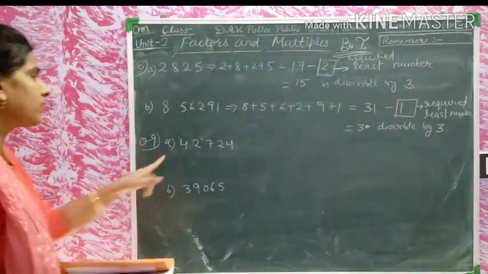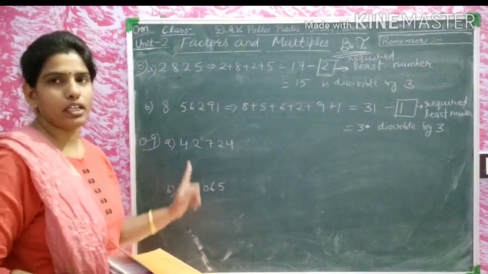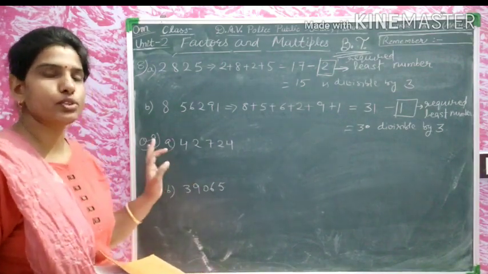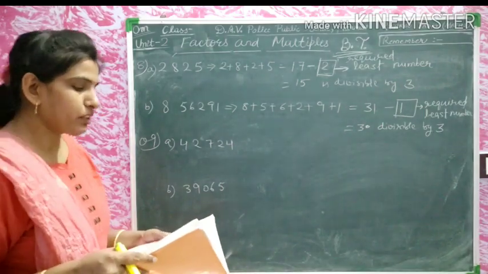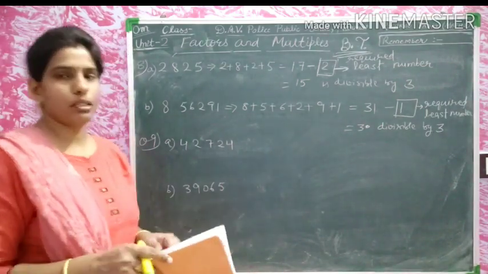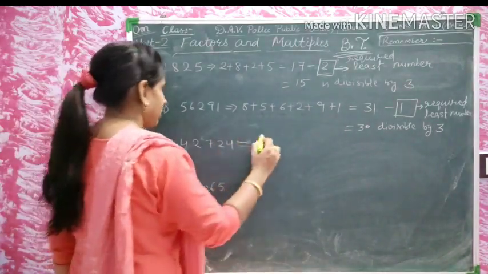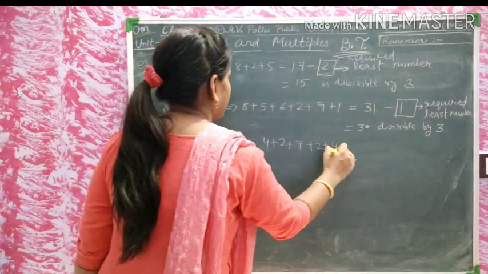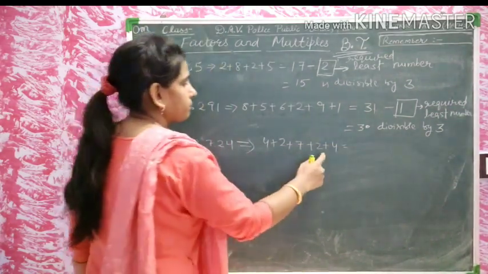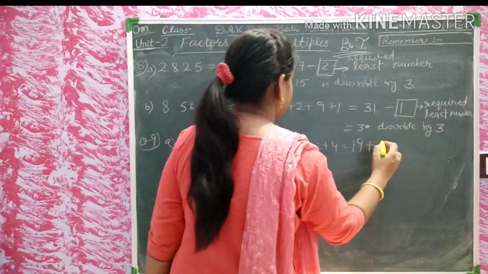Now question number 9. There is part A and part B. In this question, we have to show what number should be added to the following numbers to make them divisible by 9. To be divisible by 9, what should be added? Then 4 plus 2 plus 7 plus 2 plus 4 must equal 19. And what should be added?